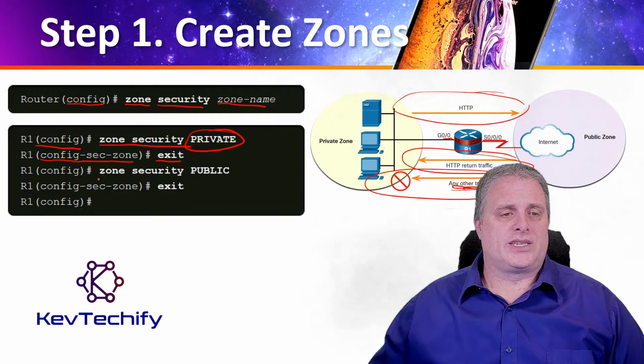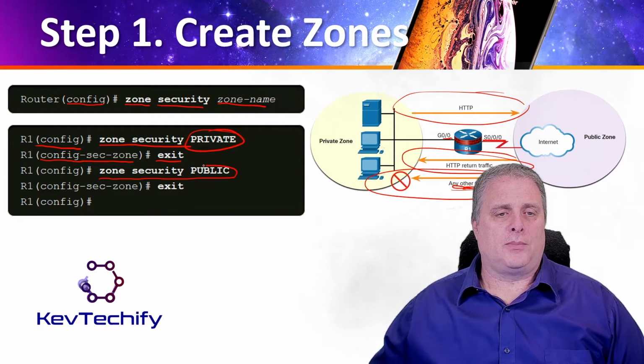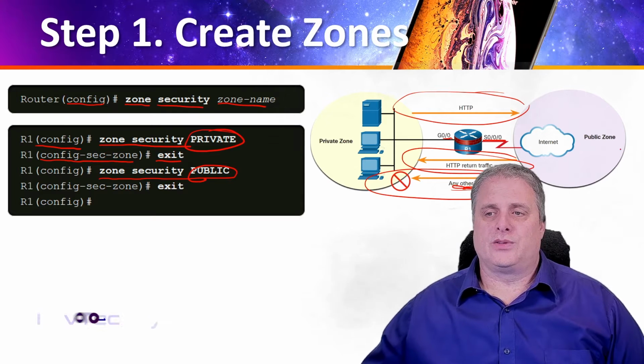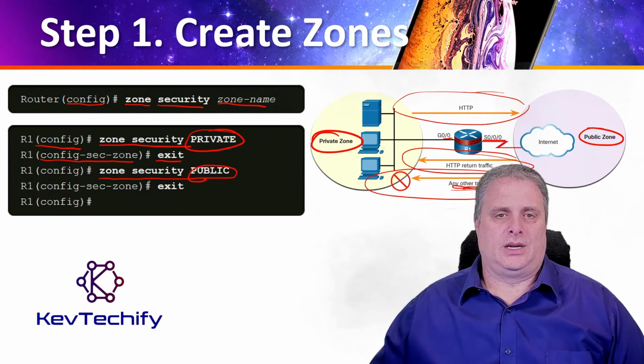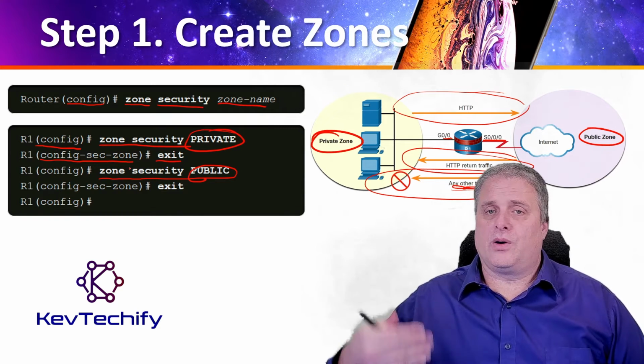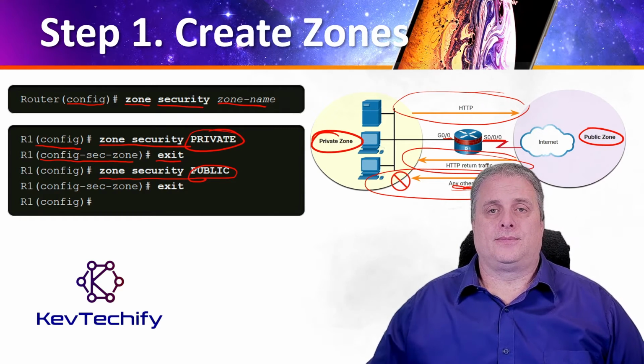Let's go ahead and create the second zone. So zone security, and then public is the name of the other one. That's what we're looking at, is creating our public zone and our private zone. All we're doing is creating it. Go ahead and exit out of that.